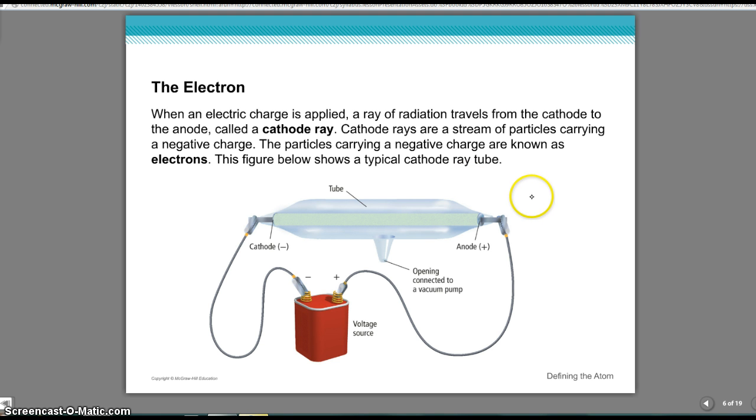And what started happening once people took Dalton's theory and they really wanted to see if it was true or not. So they started doing experiments trying to figure out if there really was anything smaller than an atom. And the first subatomic particle that was discovered was the electron. A scientist named J.J. Thomson used what's called a cathode ray tube, which you can see right here. What he ended up doing was discovering that there are particles inside atoms called electrons that have a negative charge.